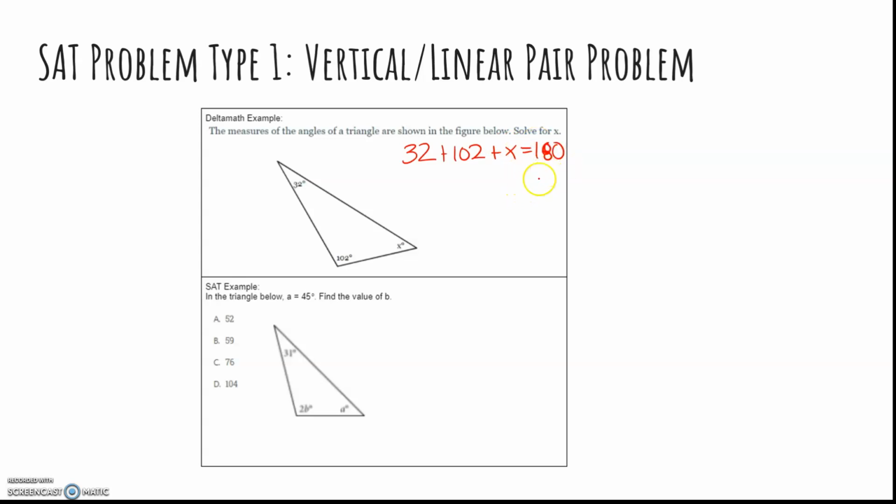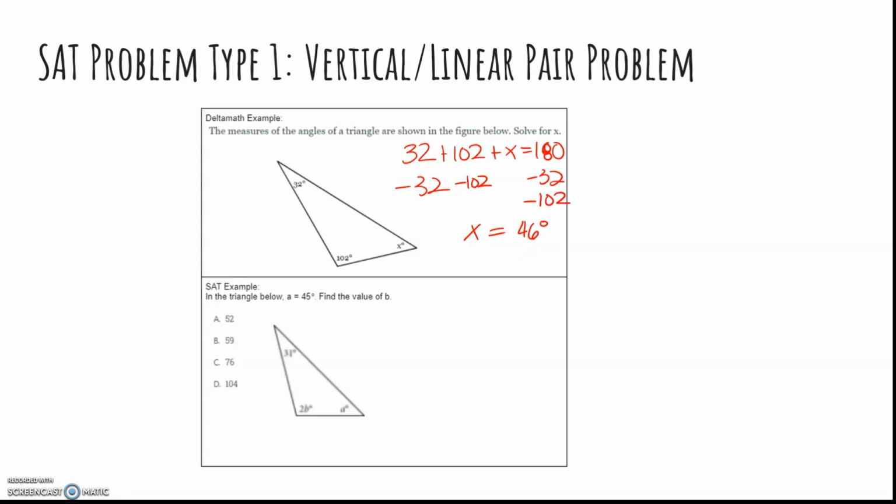So now we just simply solve for x. We're going to subtract 32 from both sides, and we're going to subtract 102 from both sides. That's going to leave us with x is equal to, sorry, I have to do a little bit of math here. 46 degrees.